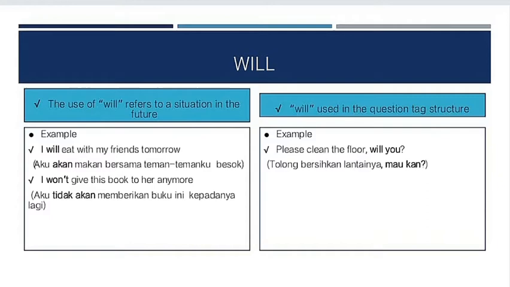Then, will used in the question sentence structure can be translated into mau kan or tolonglah. For example, please clean the floor, will you? It means, tolong bersihkan lantainya, mau kan?